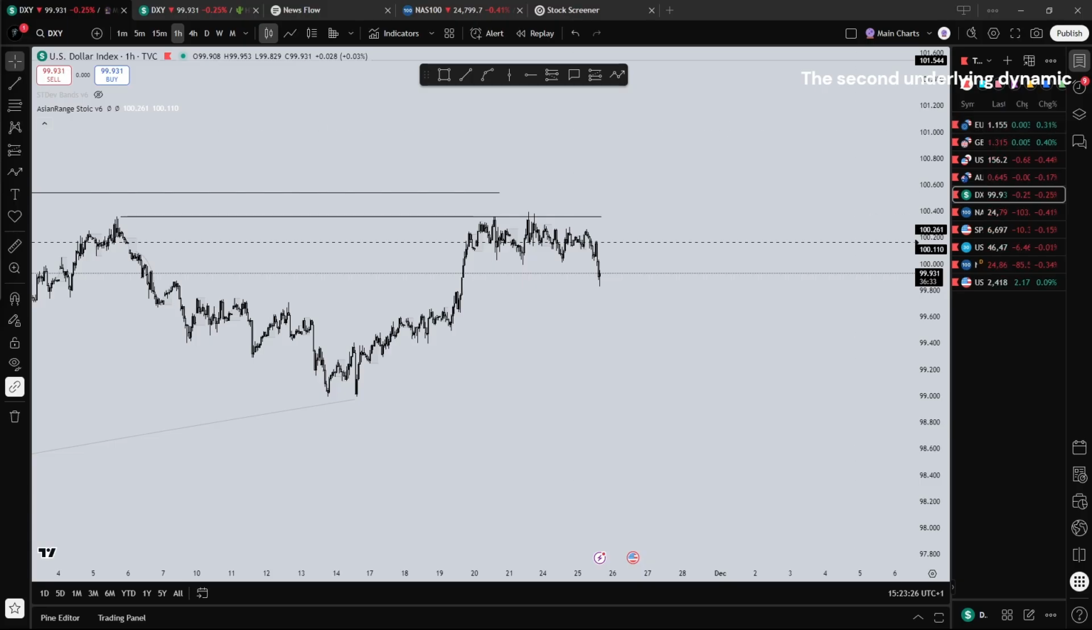Nevertheless, you can see right here, DXY is dumping, but what's more important here is what the yield spreads are doing. You can see yield spreads are dumping to new lows.